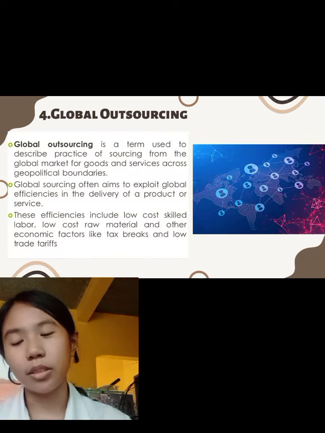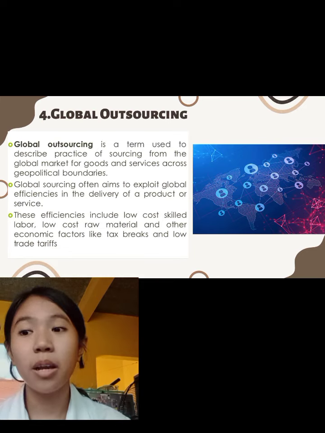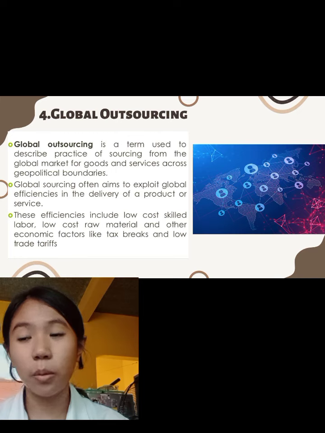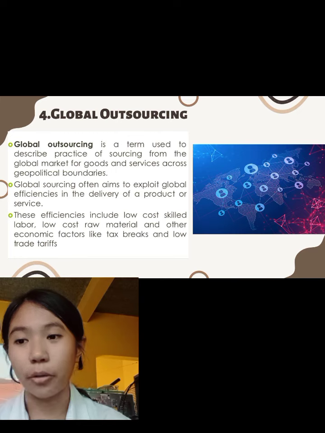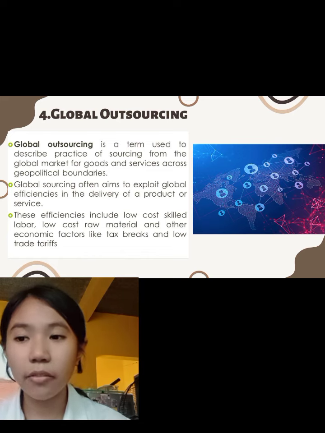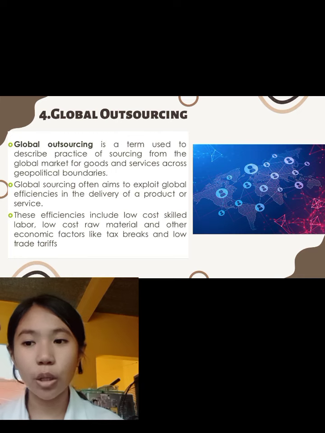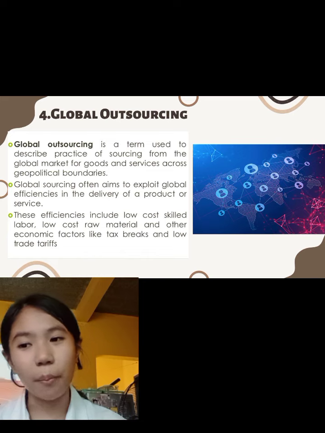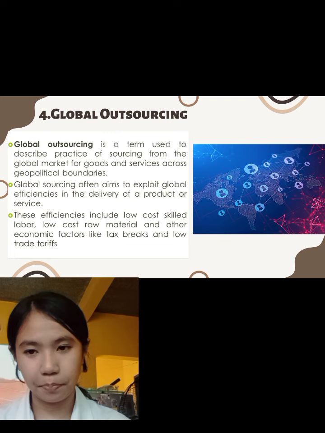And global outsourcing. Global outsourcing is a term used to describe practice of sourcing from the global market for goods and services across geopolitical boundaries. Global sourcing often aims to exploit global efficiencies in the delivery of a product or service. These efficiencies include low-cost skilled labor, low-cost raw material, and other economic factors like tax breaks and low trade tariffs.